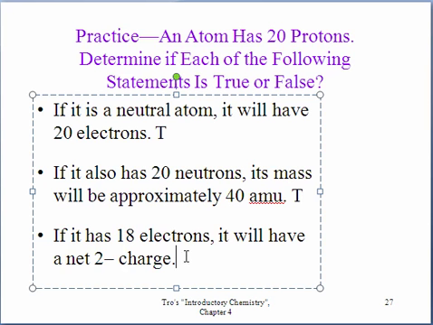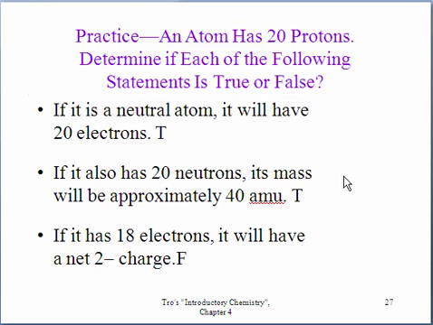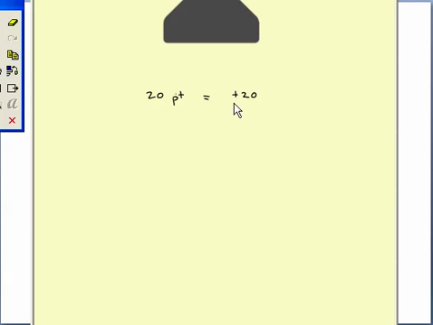This is actually false. And let's think about this. If each proton is positively charged and there are 20 protons, then we're going to have a total charge of positive 20. If we have 18 electrons, we're going to have a total charge of negative 18. When we add these together, we get positive 2. Anytime we have more protons than electrons, our overall charge is going to be positive.